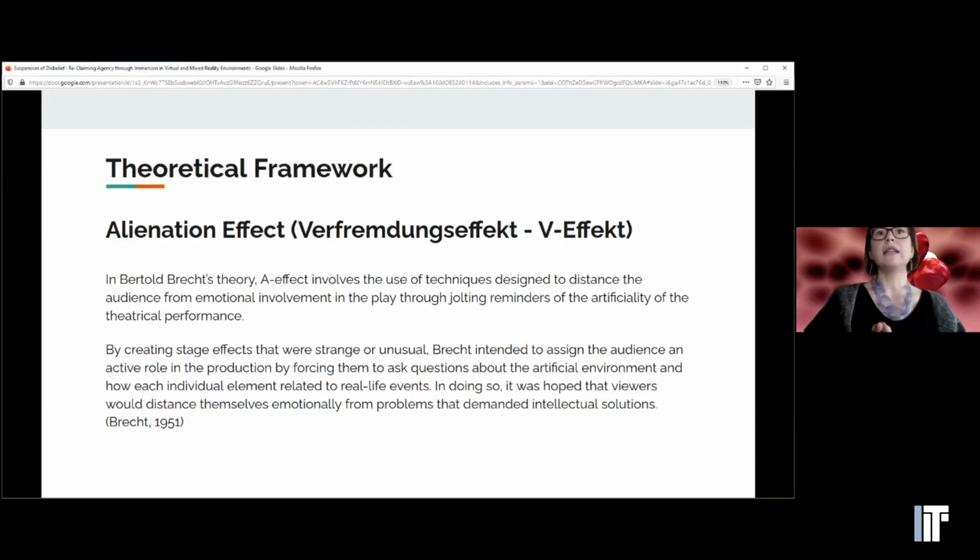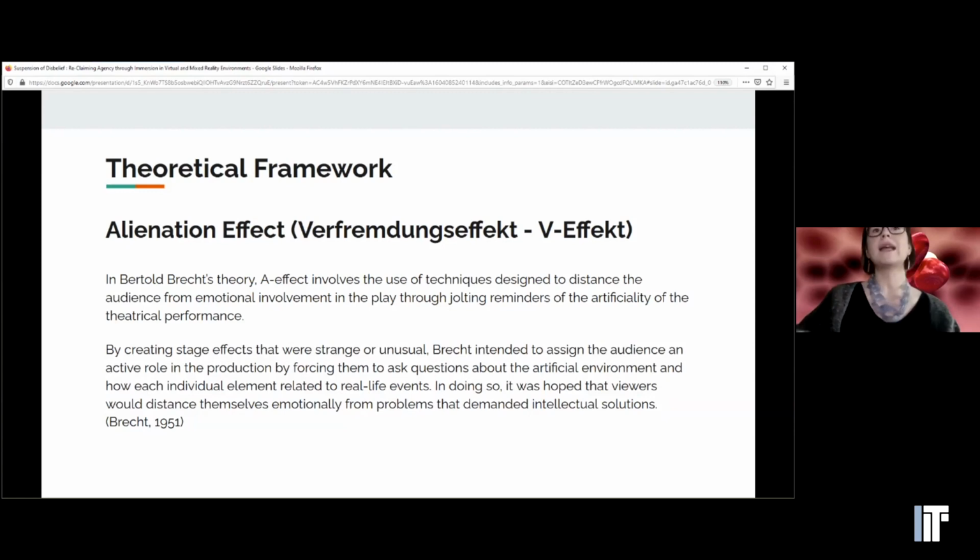First, I'd like to conceptualize what I mean by alienation effect. Verfremdungseffekt in Bertolt Brecht's theory involves the use of techniques designed to distance the audience from emotional involvement in the play through jolting reminders of the artificiality of the theatrical performance.